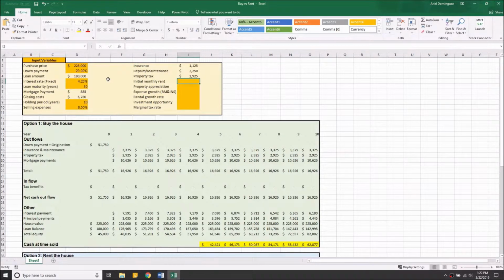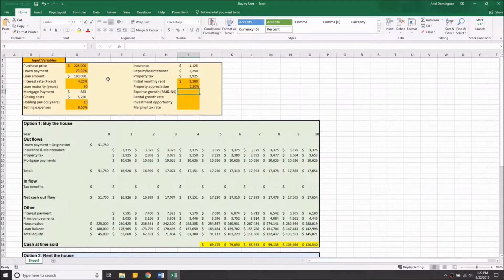Now, for the renter, you're going to have an initial monthly rent, and we'll say that is $1,200. So the renter would pay $1,200 a month to live in the property. The property appreciation, typically real estate increases with inflation, sometimes slightly higher, sometimes slightly lower, but it'll generally keep up with inflation. Let's go ahead and give it 2.5% for property appreciation, so the property growing in value.